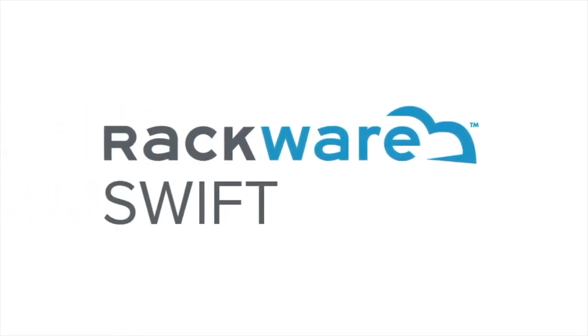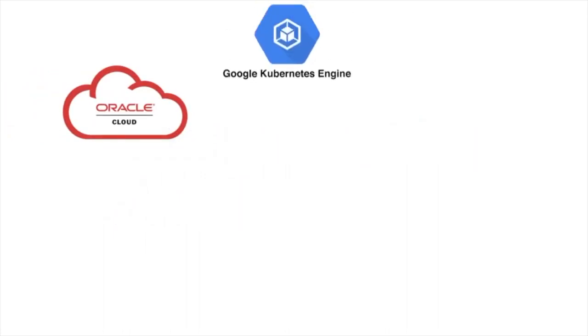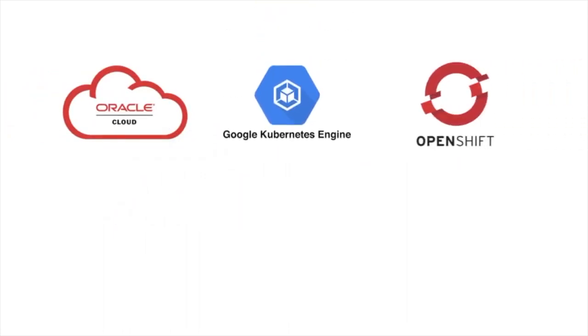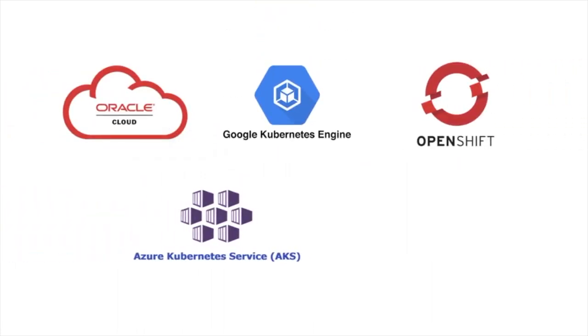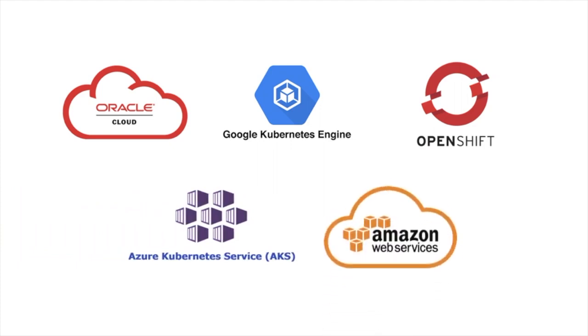RackWare SWIFT is a converged disaster recovery, backup, and migration solution that allows you to seamlessly move applications from one container platform to any other container platform. Supported clouds include Oracle Cloud, Google Kubernetes Engine, IBM OpenShift, Azure Kubernetes Service, and Amazon Web Services.